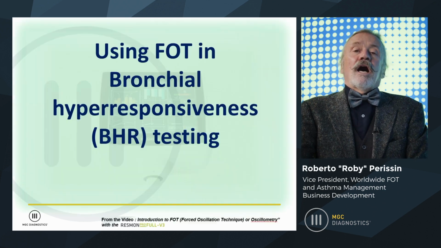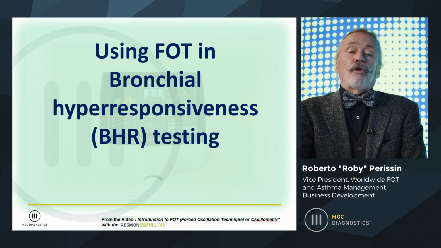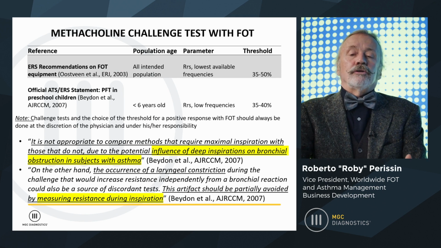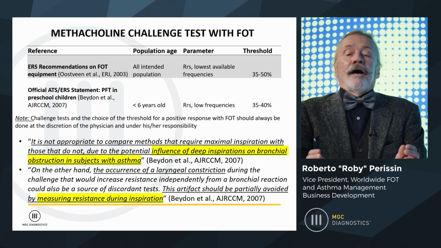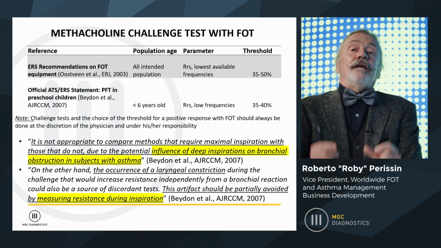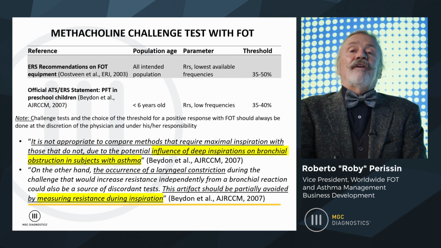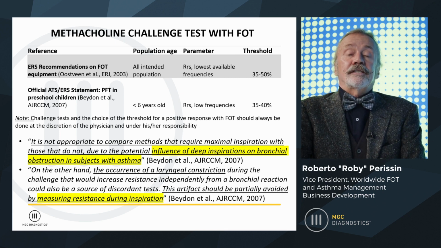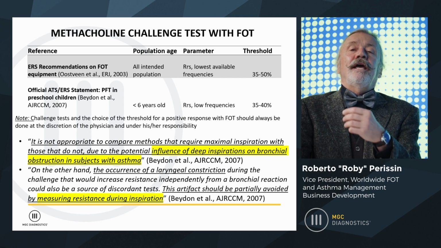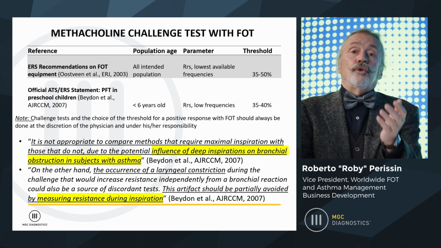A few words on using FOT in bronchial hyperresponsiveness testing, so methacholine, for example. Well, the scientific societies have validated the thresholds. So for adults, the threshold is a 35 to 50% increase of resistance. And for children, it's a 35 to 40% increase in resistance. Better, if possible, to use inspiratory resistance to eliminate the eventual issue of laryngeal constriction, which is what we can do with the Resmon Pro.